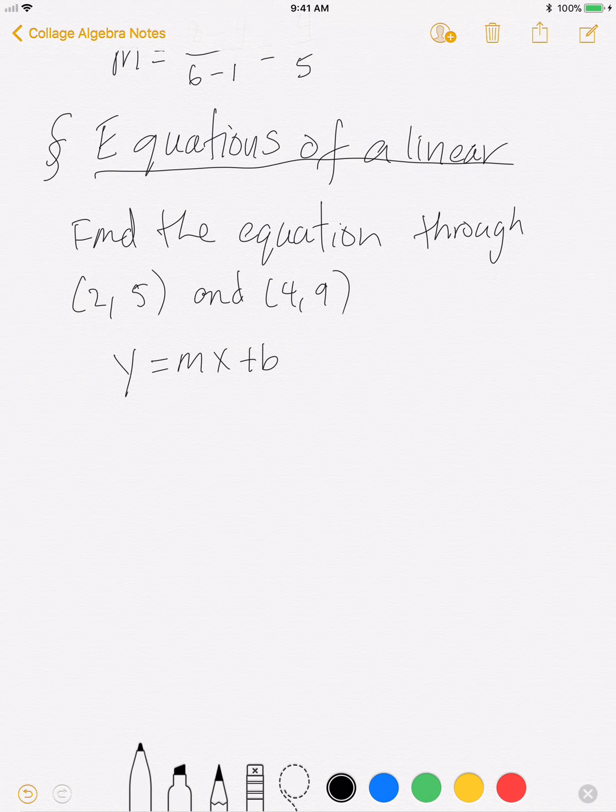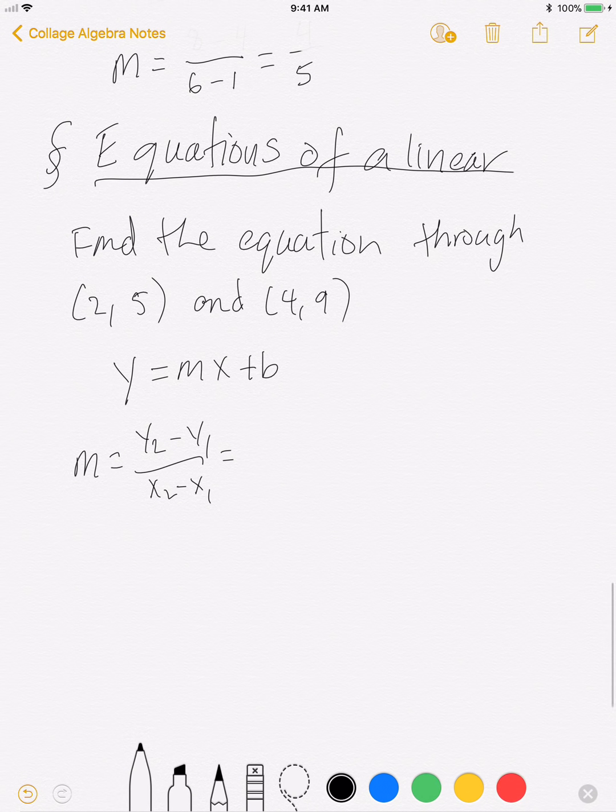And what I normally do is I always think of a Mercedes-Benz. Mercedes-Benz starts with an M followed by a B. Mercedes-Benz, get it? Oh well. But the thing is, you tend to want to find the slope first, the Mercedes first. And after you find the slope, then you can go ahead and work on finding the y-intercept. And of course, the slope is given by y2 minus y1 over x2 minus x1, which is 9 minus 5 over 4 minus 2, which equals 4 over 2, which equals 2.